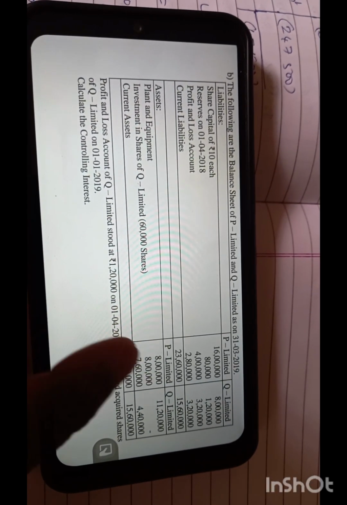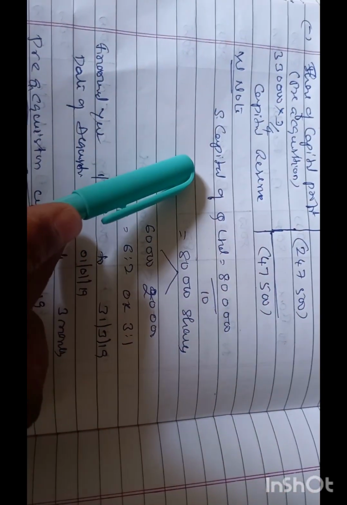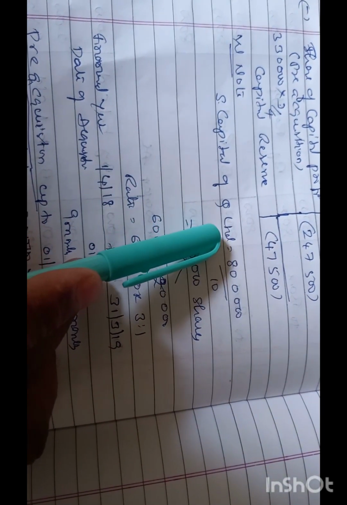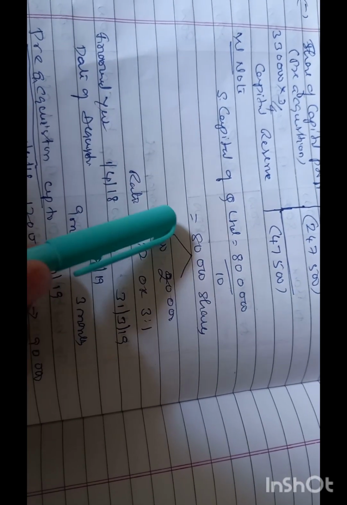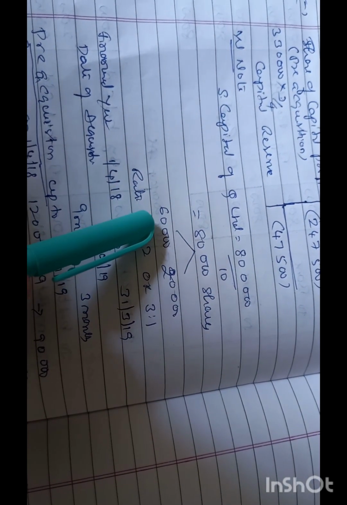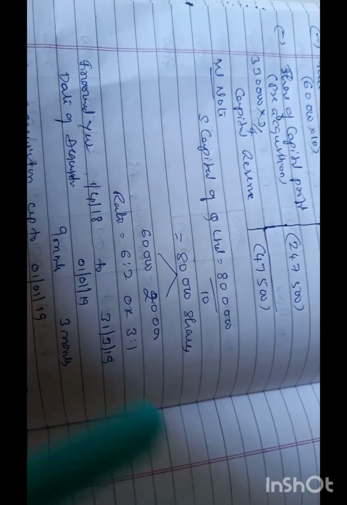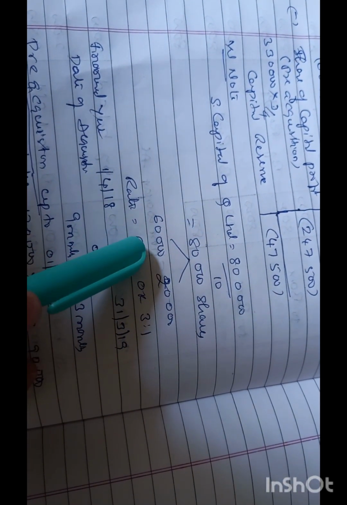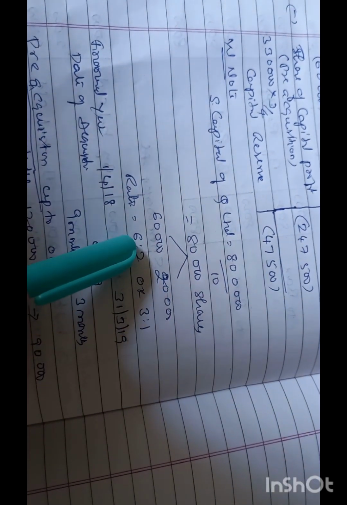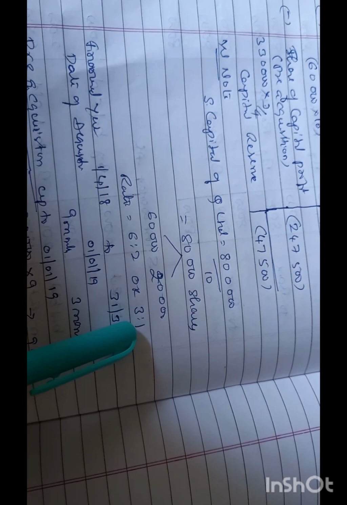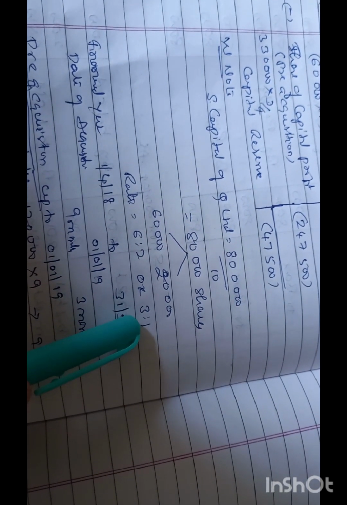First, see, they are acquiring 60,000 shares. Working note: share capital of Q Limited, that is 80,000 shares of rupees 10. So we'll get 80,000 shares. They are investing in 60,000 shares. Remaining should be 20,000 shares. So ratio 60,000 to 20,000, cancel the zeros, 6:2, that is 3:1. So we are allocating all in the ratio of 3:1. 3 is controlling interest, 1 is non-controlling interest.